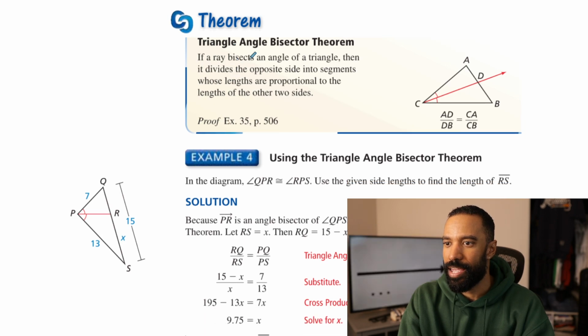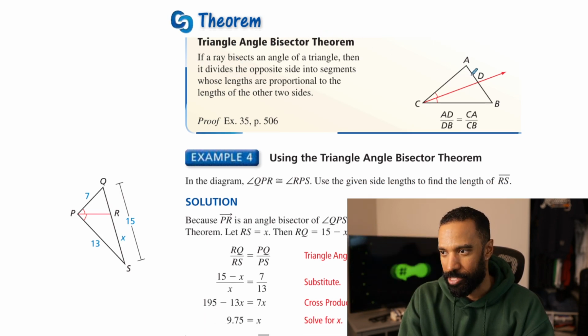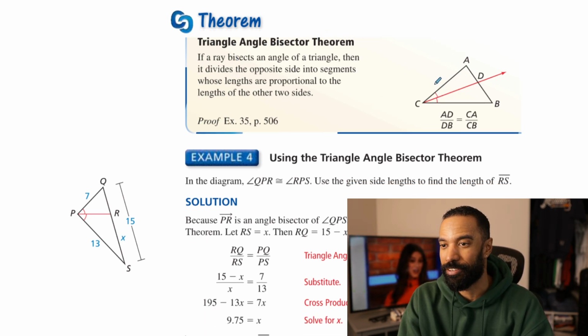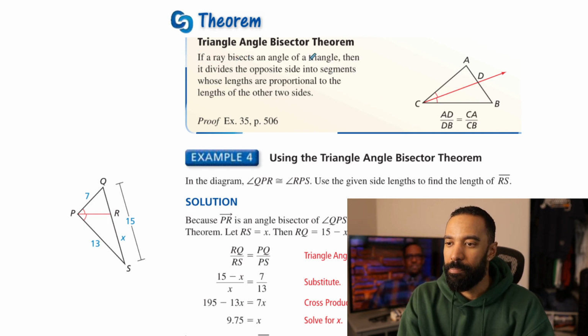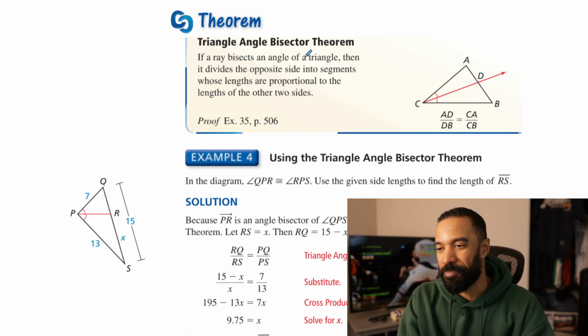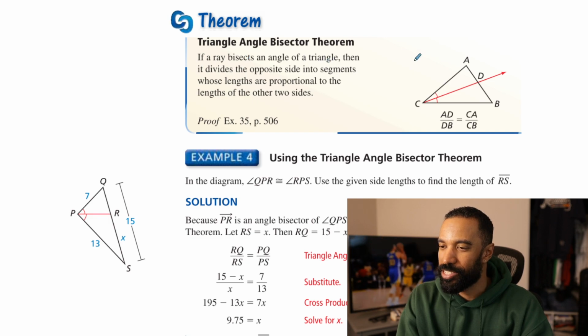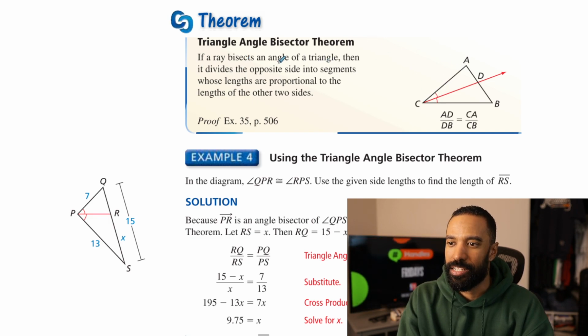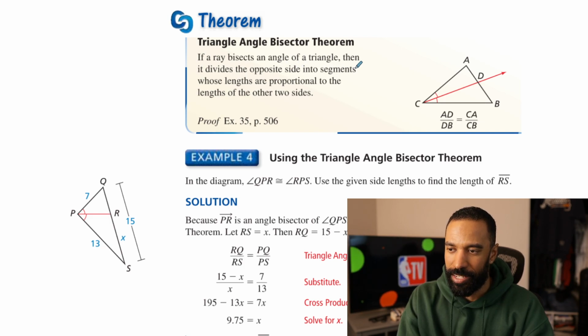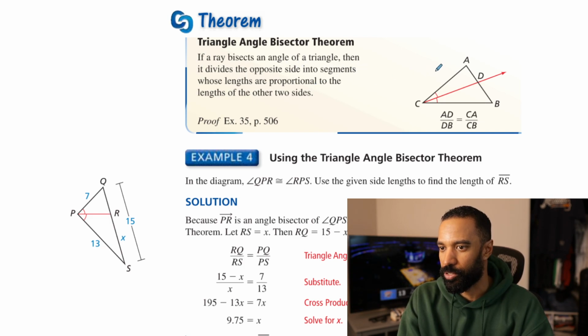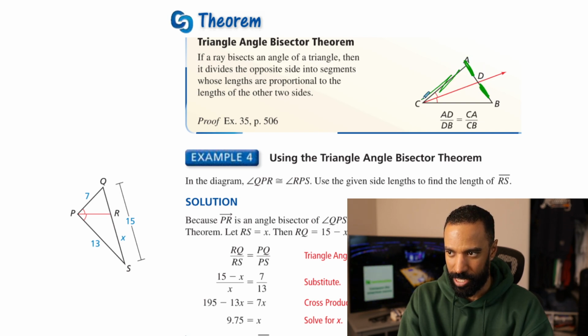Let's look at the triangle angle bisector theorem. I forgot this one. I forgot this was a part of it. If a ray, so I guess it's not just the side splitter theorem. If a ray bisects an angle of a triangle, so here, bisecting, then it divides the opposite side into segments whose lengths are proportional to the lengths of the two other sides. You can divide AD by DB. That's the same thing as CA over CB, like that.